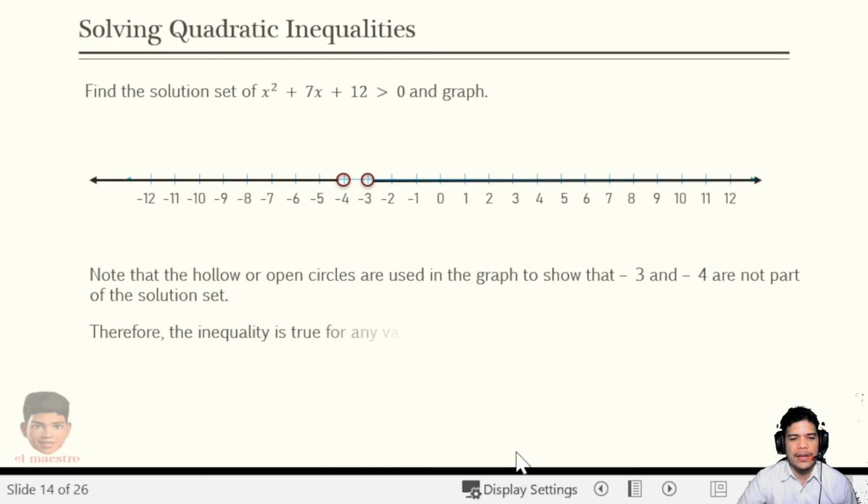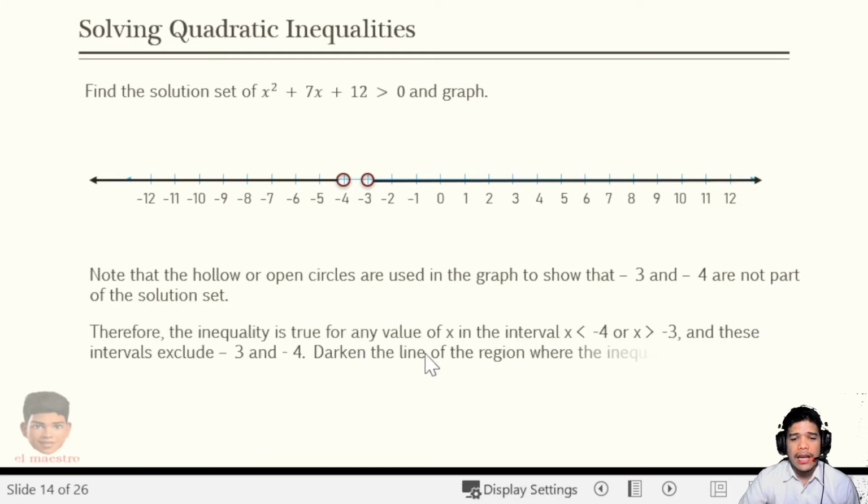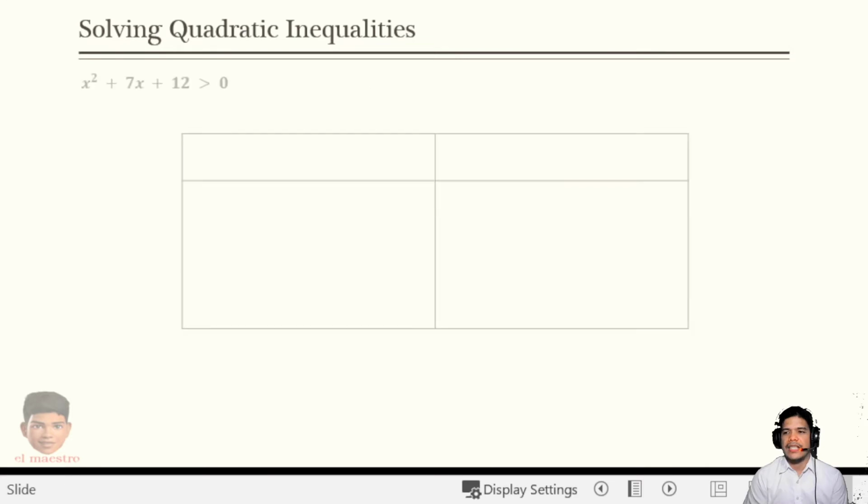So, therefore, the inequality holds for any value of x in the intervals, and the intervals exclude negative 4 and negative 3. So, i-darken lang natin yung line in the region where the inequality is true. Because ito lang dalawa kasi dito lang tayo nag-true. Okay? So, ganun lang gagawa ng solution. So, this is the graph na hinahanap niya. Find the solution set, then graph. So, this is the graph. Okay? So, let's have another.